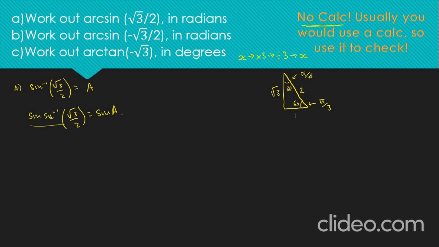For now though, you should know that sine of sine to the negative 1 just sort of disappears. So you're going to end up with root 3 over 2 equals sine of a. Sine of some value is going to equal root 3 over 2. Well, root 3 over 2 is the opposite over the hypotenuse in this case. Sine of 60 equals root 3 over 2, doesn't it? We know that. And so by comparison, you can see that a must equal 60.